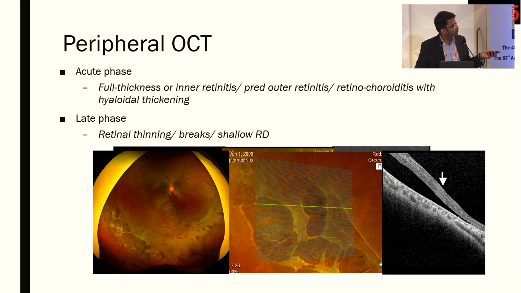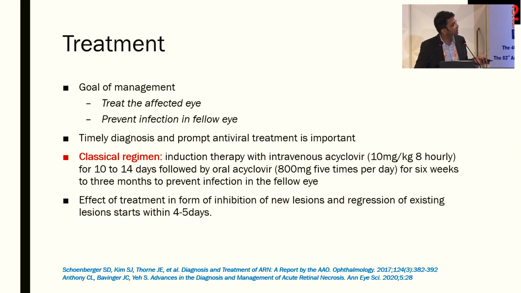And if you see in this case, there is a lot of retinal atrophy happening in the periphery, and retinal detachment is there, and there is residual opacification of the retina in between, and adjacent areas are thinned-out retina, which could be seen on OCT. The treatment is aimed at treating the affected eye as well as preventing the infection in the fellow eye.